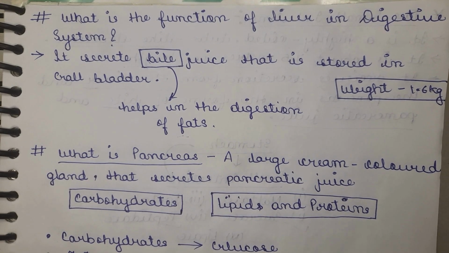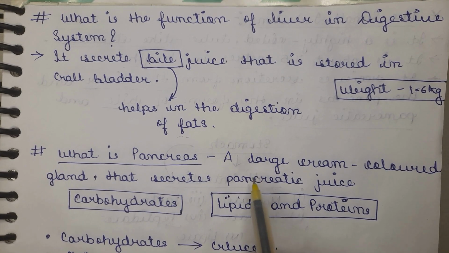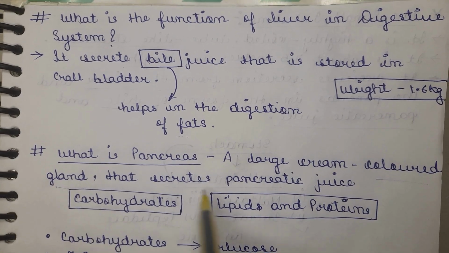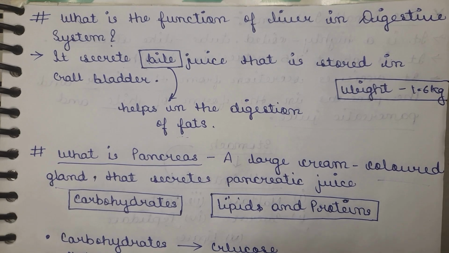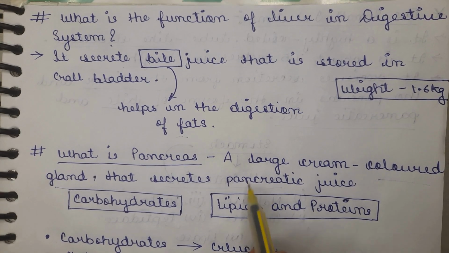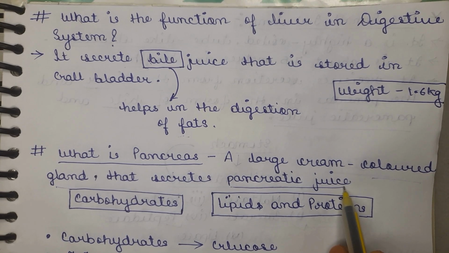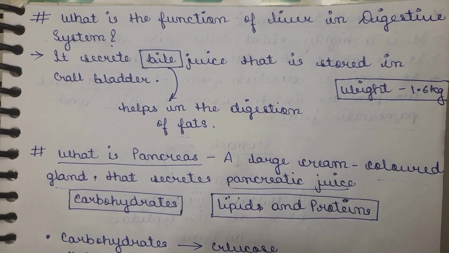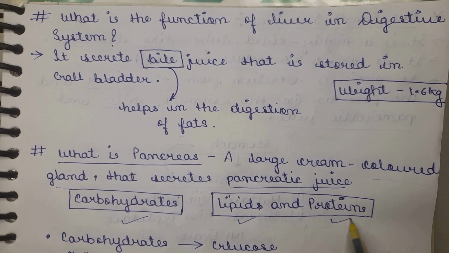Now the second topic is about the pancreas. So what is the pancreas? A pancreas is basically a large cream-colored gland that secretes the pancreatic juice, and it is situated just below the stomach. This pancreatic juice consists of enzymes that we have already studied: protease, amylase and lipase. These enzymes take part in the digestion of carbohydrates, lipids and proteins.